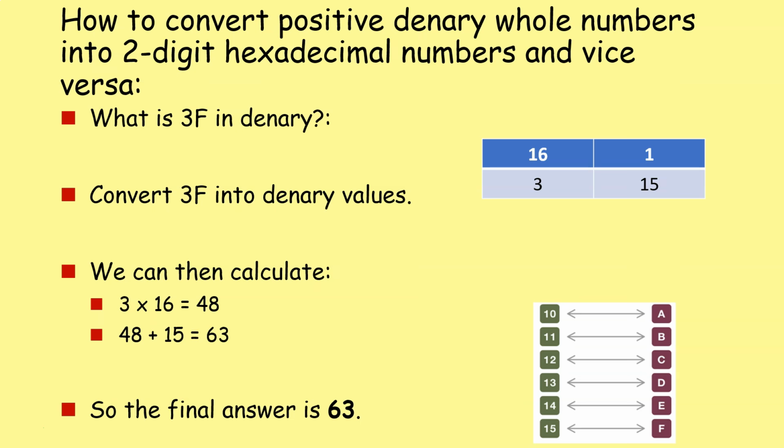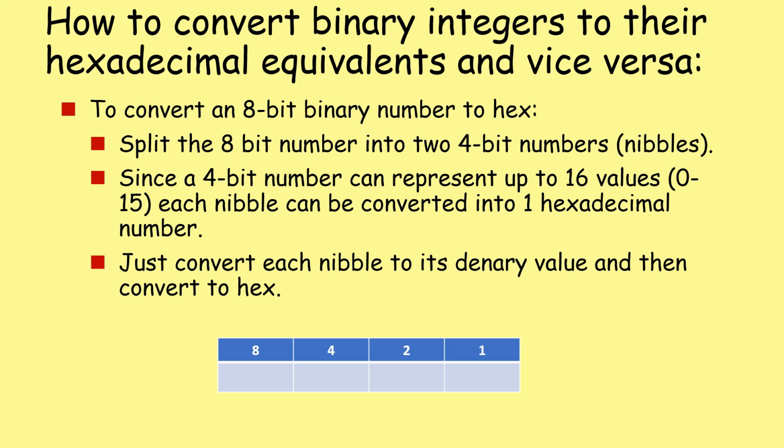How do we convert binary integers to their hexadecimal equivalents and vice versa? This is actually quite nice and simple. To convert an 8-bit binary number to hex, split the 8-bit number into two 4-bit numbers, two nibbles. Since each nibble, or each 4-bit number, can represent up to 16 values, 0 to 15, each nibble can be converted into one hexadecimal number. Just convert each number into its denary value and then convert to hex.